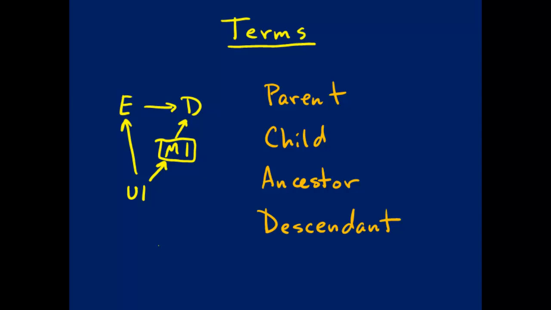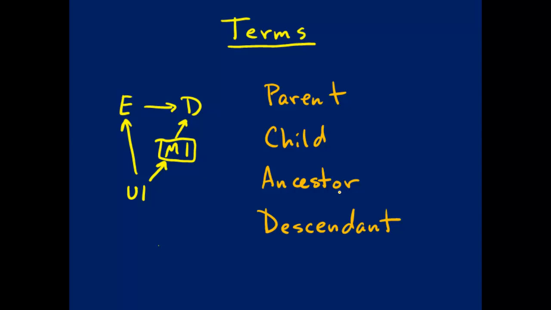A parent is a variable that causes another variable. So for example, exposure is a parent of disease, U1 is a parent of M1, etc. And a child is just the child of the parent. So M1 is a child of U1, disease is a child of exposure.